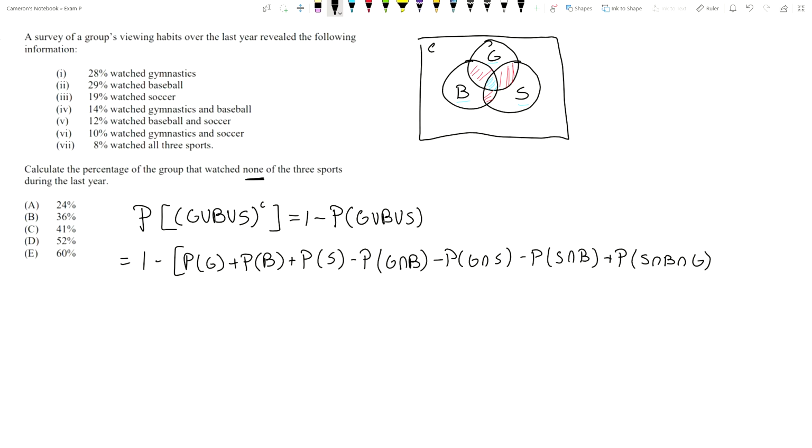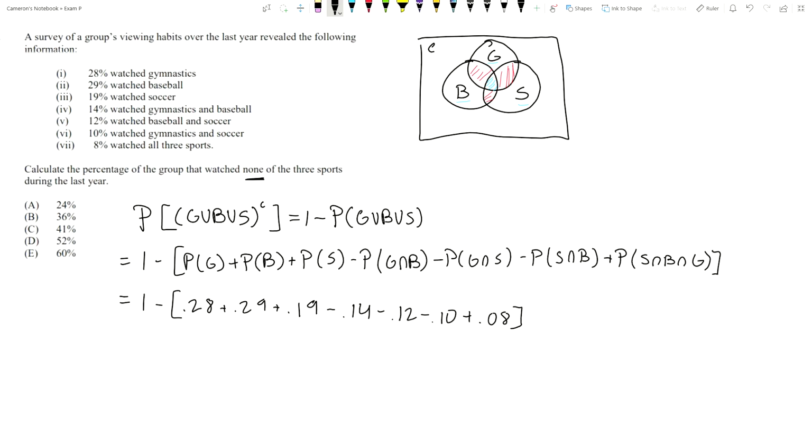Now, if you look back to the problem, all the values given for percentages are actually the probabilities that we're looking to plug in right here. So the final step of this problem is just to plug them in. So that's 1 minus the probability that someone watched gymnastics, plus probability that someone watched baseball, soccer. Then we'll minus out the intersections again here. Then we'll add that last piece back in.